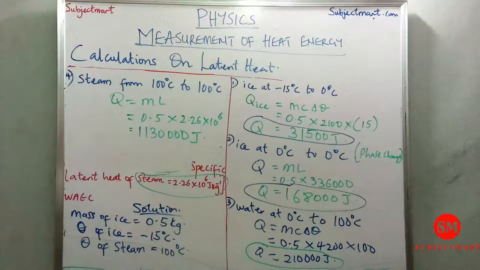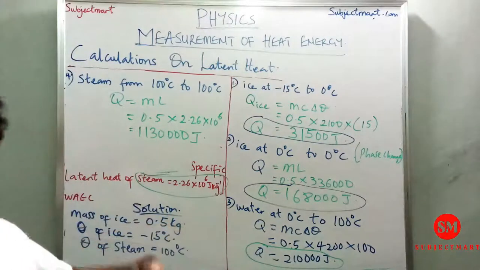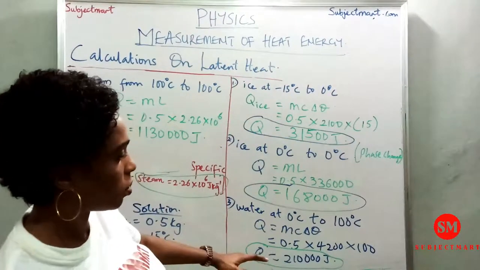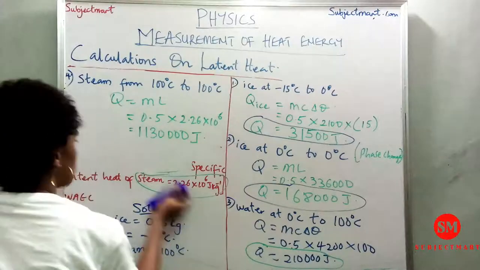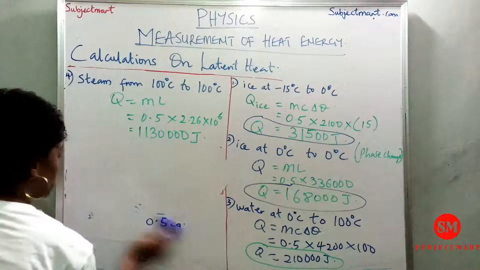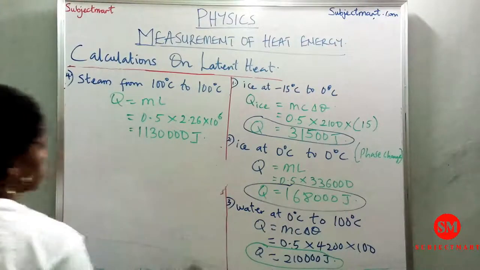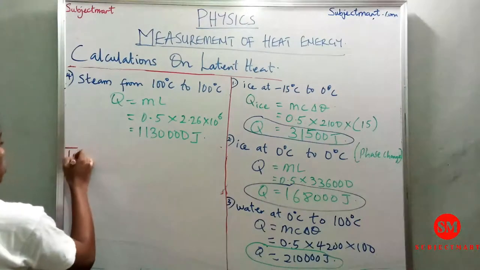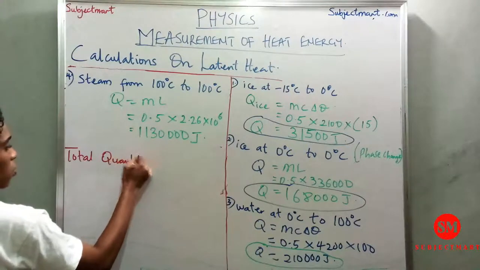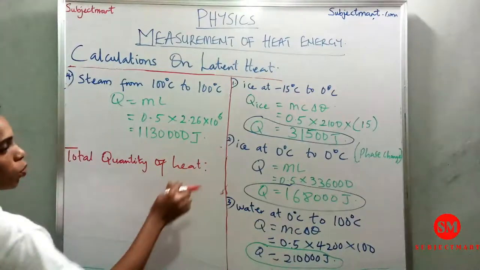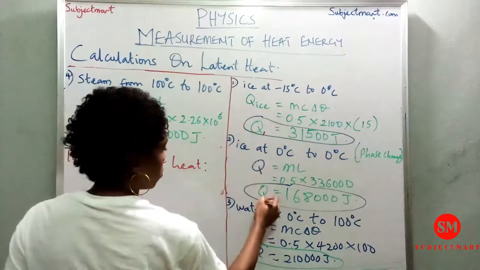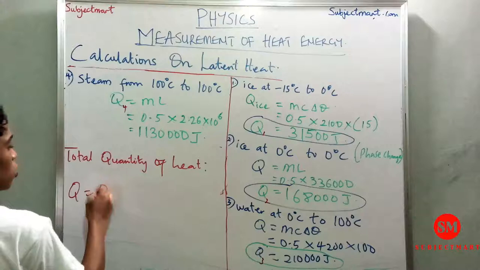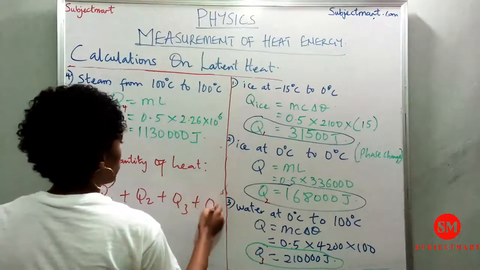But you remember, from the question, we are asked to find the total quantity of heat in changing ice from minus 15 degrees C to steam at 100 degrees C. So these are the steps. All we need to do now is to add up the quantity of heat at every stage. So the total quantity of heat, Q, is equal to Q1 plus Q2 plus Q3 plus Q4.